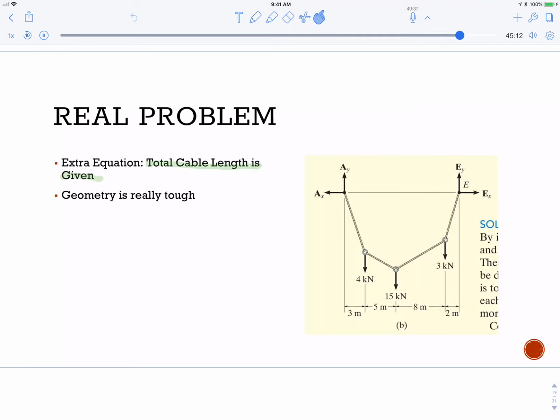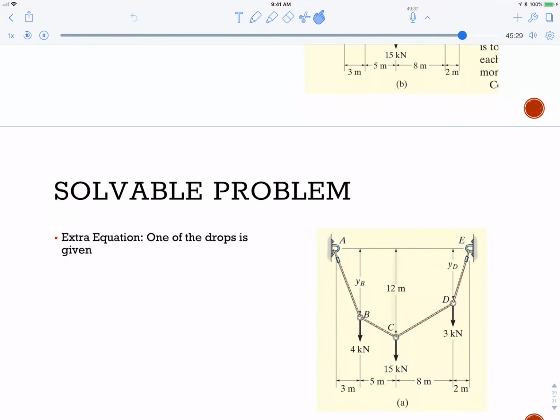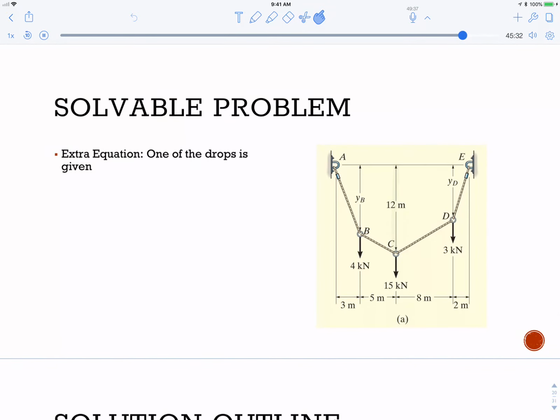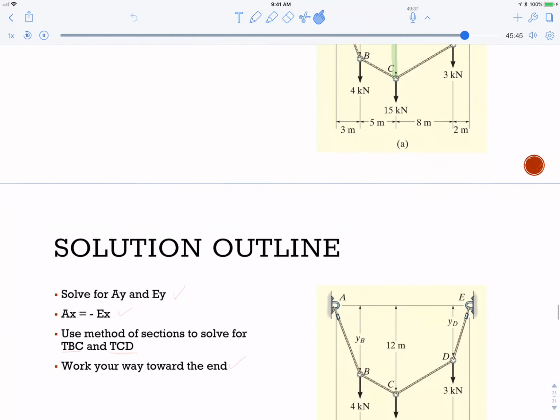There's a problem like this in the book where the total length is given and you have to solve for everything. It's extremely complicated. You have 11 equations and 11 unknowns, and it's really tough. It's a real problem, but it's also very difficult. Here's a little more solvable problem. You're saying, I want point C to only sag 12 meters, and I'll shorten or lengthen the rope to make that equal exactly 12 meters. That's not a real problem, but this one is much more solvable, and we'll walk through the solution for this one.